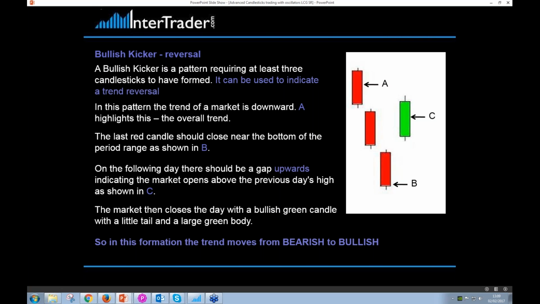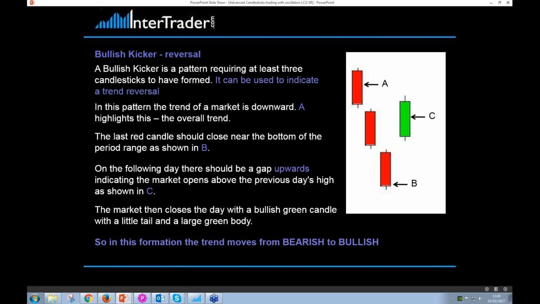Now, you're going to see bullish kicker reversals mainly on the higher time frames. So intraday, maybe hourlies, 4 hourlies, and then higher time frames, daily, weekly, monthly. I will show you examples in live markets right after this presentation of gaps in the market and how they work. Right? Gaps are very important.